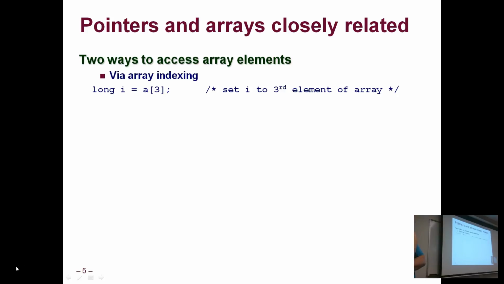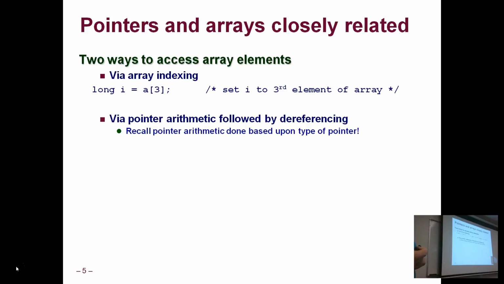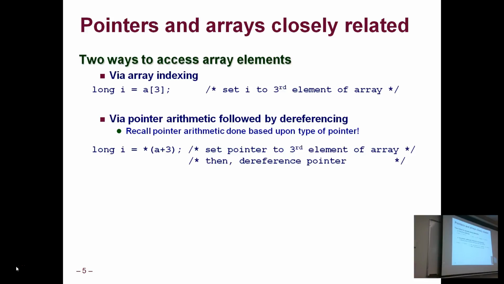The other thing to recall is that there are 2 ways of accessing array elements. The typical way that all of you are used to is to use the square brackets. So this says get the third long integer in array A and then assign it to I. You could also use pointer arithmetic followed by dereferencing. So if you recall pointer arithmetic, it's done based on the type of the pointer. So you could do something like this.